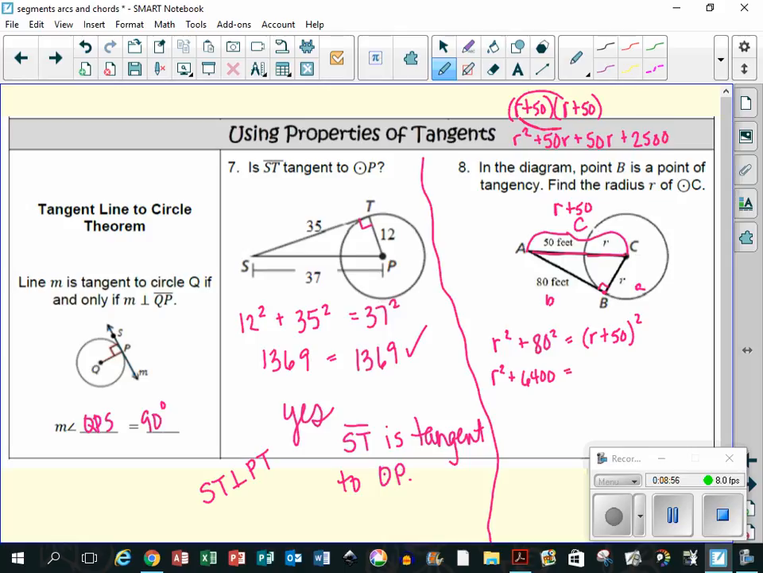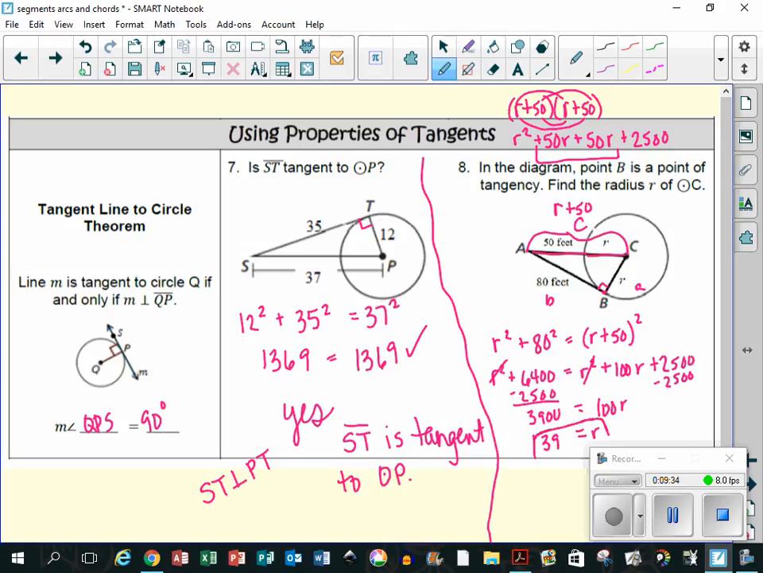First, outside, inside, last. Multiplication. These two are like terms. So I get R squared plus 100R plus 2,500. So solve for R. The R squareds are going to cancel out. Subtract 2,500 from both sides so that you have 100R left. So 6,400 minus 2,500 is 3,900. Divide by 100, and R is 39.